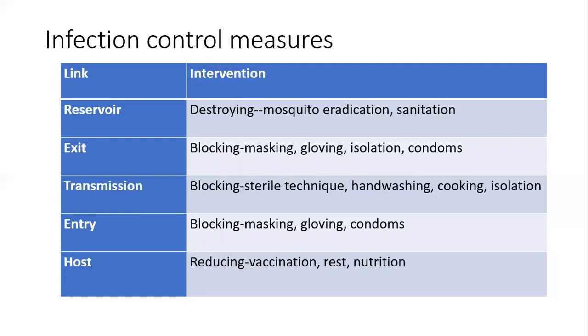Transmission, again, a blocking move. Sterile technique, hand washing, asepsis, cooking, and isolation. So cooking things kills bugs. Entry to the host, portal of entry, again, a blocking maneuver through masking, gloving, condoms. And then finally, boosting the host, reducing the risk by vaccinating, making sure that the host's immune system is in working order.